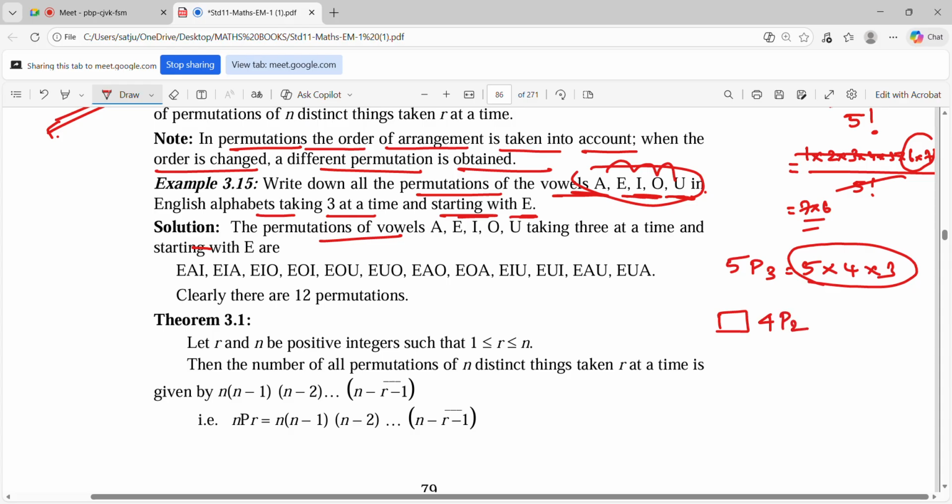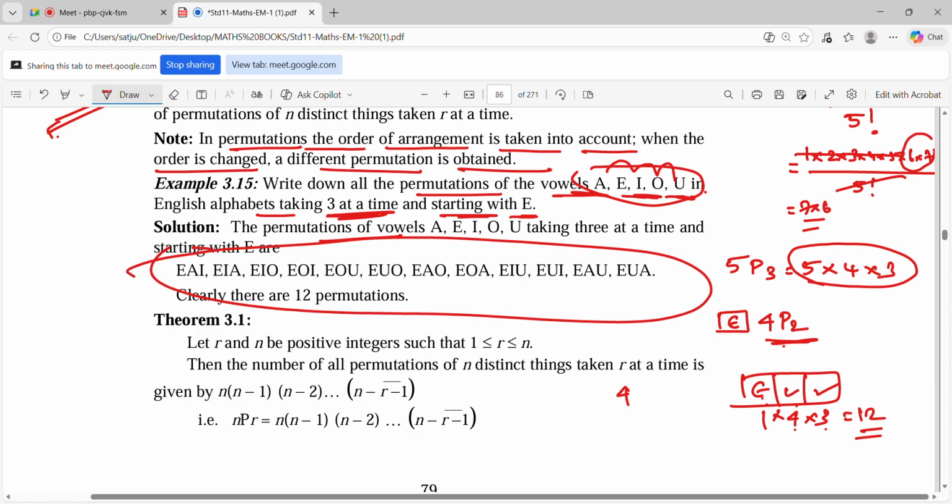4P2. E is fixed there, the remaining is 4. You have to take 3 places, and with E fixed, the two places can be filled in how many ways? Total 4 here, so this can be filled in 4 ways, this can be filled in 3 ways, and E only 1. So here 4, here 3. If you write this kind of thing out, it is lengthy and you will make a mistake. The question is only how many are possible. The answer is 12. Getting how 12, guys?